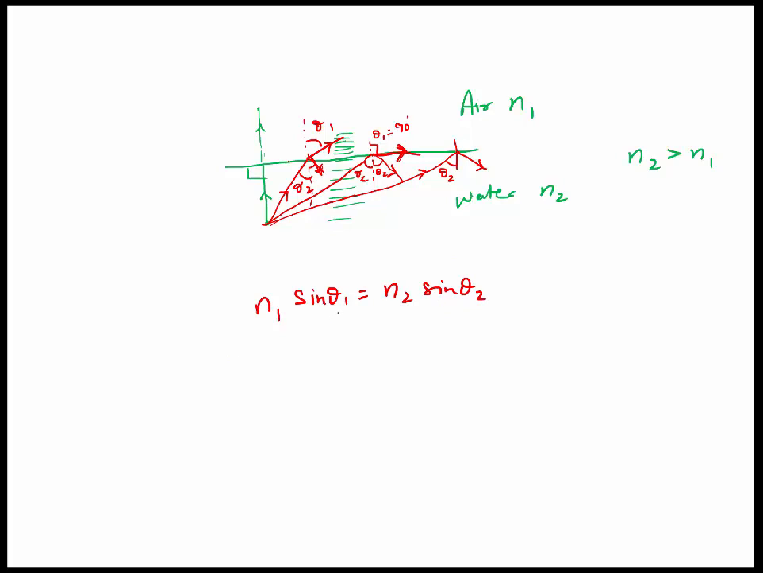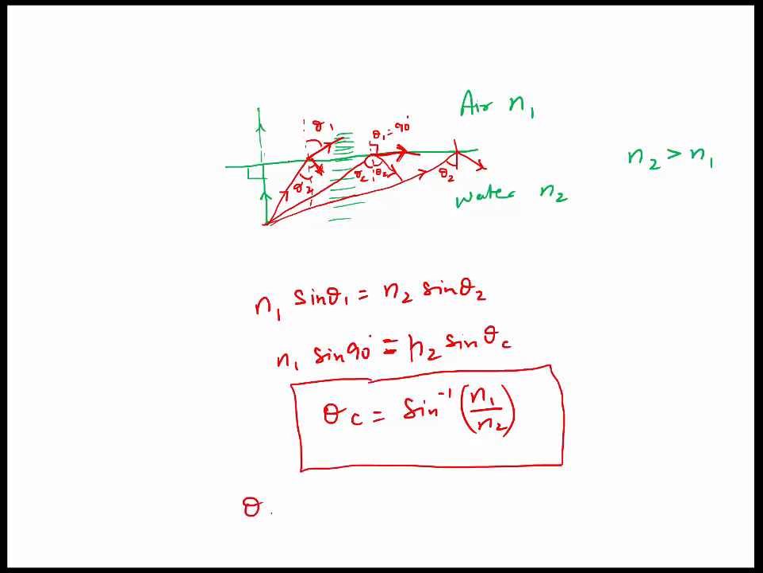So if I set this theta 1 to 90 degrees, it'll be n1 times sine of 90 degrees equal to n2 times sine of theta c, because this is the critical angle condition. And rearranging, the sine of 90 is just 1. So I'll get theta c is sine inverse of n1 over n2. So whenever you have two mediums, if you know their indices of refraction, you can just get the sine inverse of the lower index of refraction divided by the bigger index of refraction, and that'll give you a certain angle.